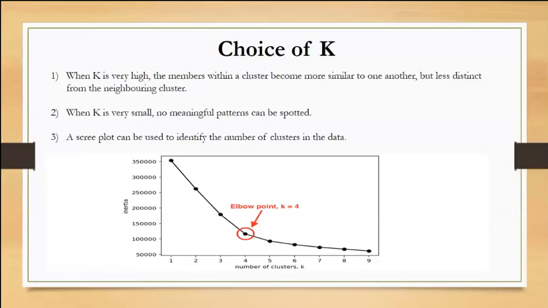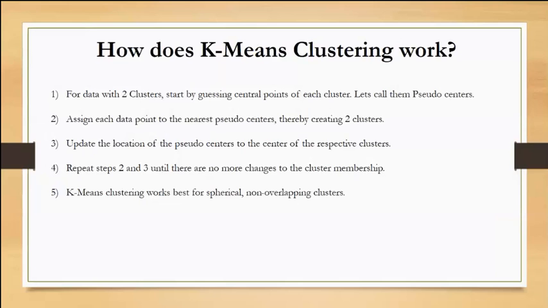Let us see how the k-means algorithm works. Consider a data set with 2 clusters. The algorithm will start by guessing the central points of each cluster. Let's call them pseudo centers. Then it will assign each data point to the nearest pseudo center. Then the location of the pseudo center will be updated to the center of the respective clusters. These 2 steps will be repeated until there are no changes to the cluster membership.